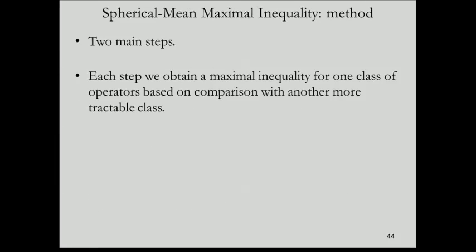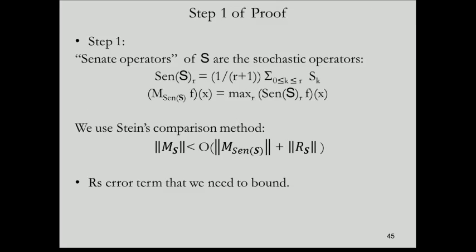So our proof has two main steps, and at each step we had a set of operators. We took the maximal function with respect to this set of operators, and we compared it to another maximal function on a different set of operators that was more tractable. So both steps are: compare something to something, and this something to something else, which we know bounds about.